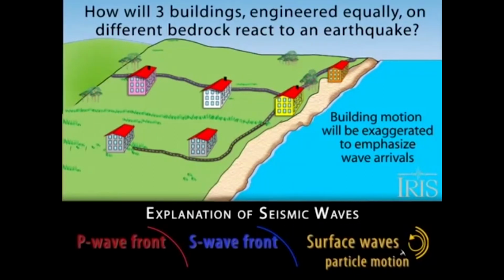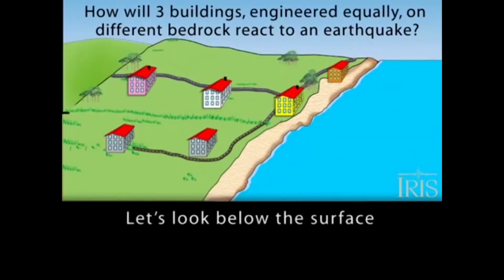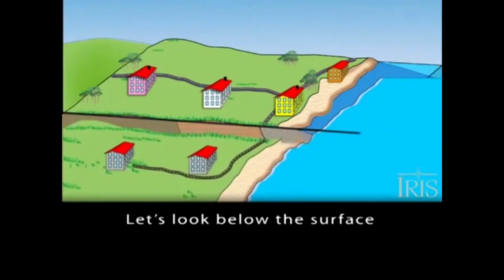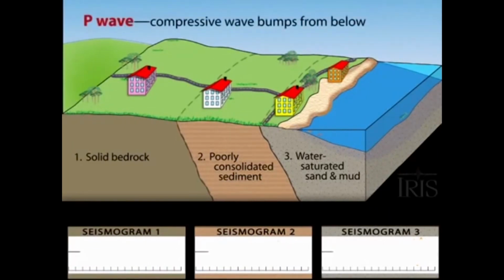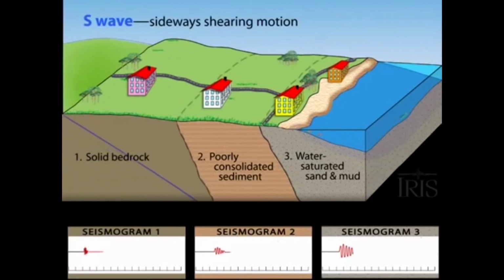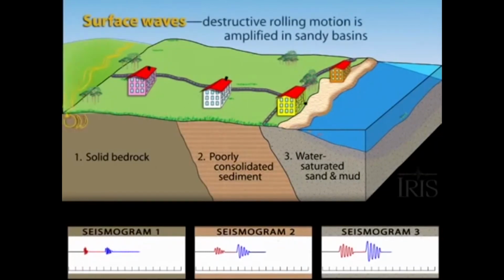The motion of similar buildings on different bedrock will be exaggerated to show the arrival of compressive P, shearing S, and rolling surface waves from a regional earthquake. Three consecutive seismograms will show the changing frequency and amplitude resulting from the change in rock type. The initial P wave arrives with a compressive bump and rarely causes much damage. The slower shearing S wave introduces a side-to-side motion that can throw loose objects to the floor and may crack walls. The rolling surface waves are the most damaging in unconsolidated sediment.